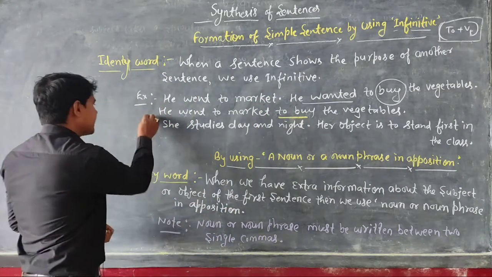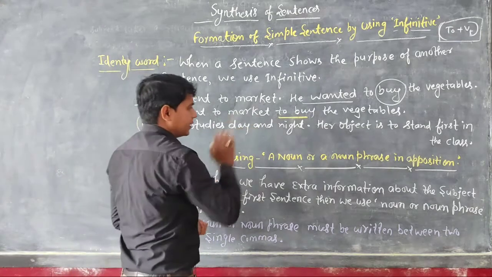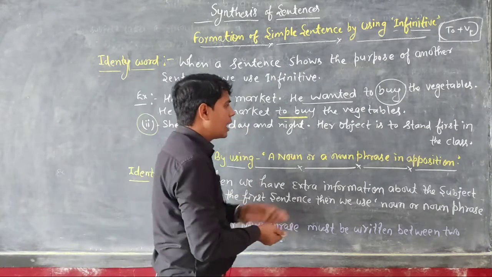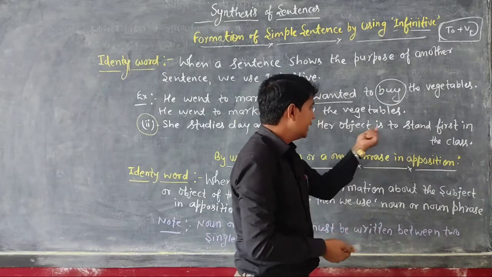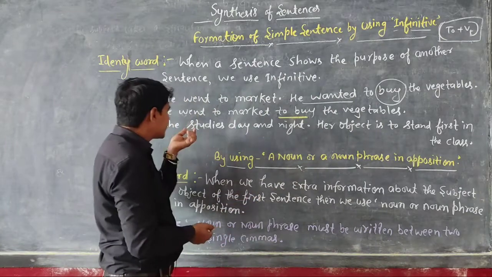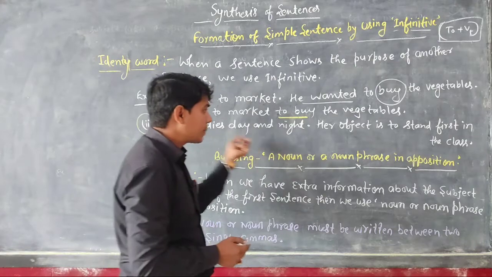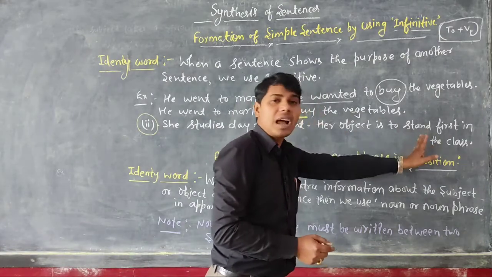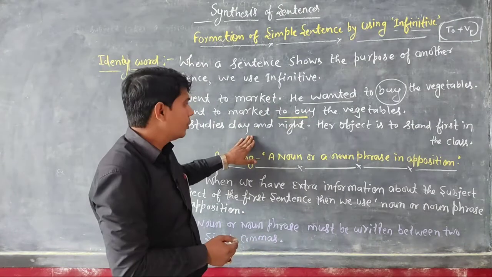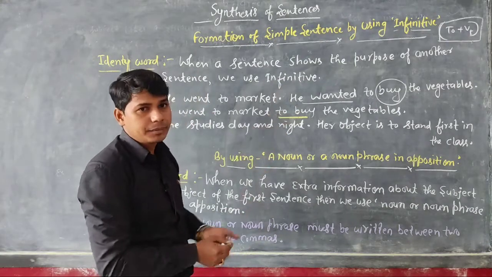Now see the second example here. She studies day and night. Her object is to stand first in the class. For what purpose does she study day and night? Yes, her purpose is to stand first in the class. For this purpose she studies day and night. So when you join the sentences into a simple sentence, you will use infinitive.